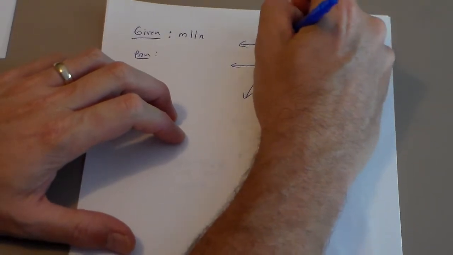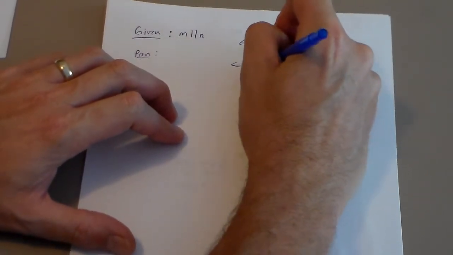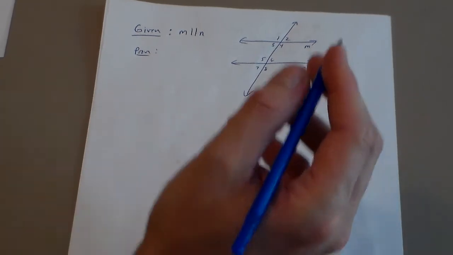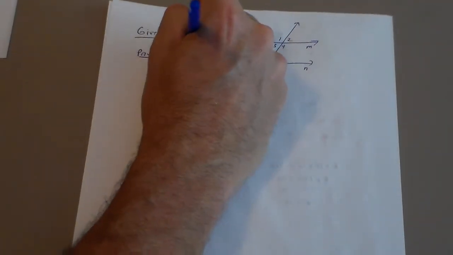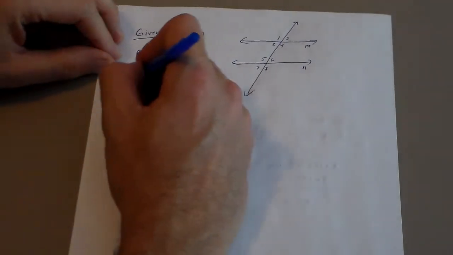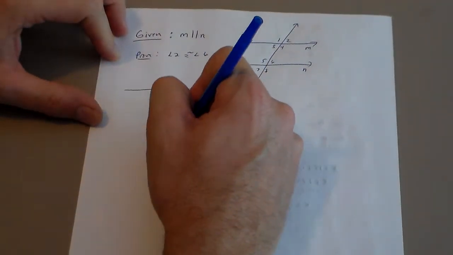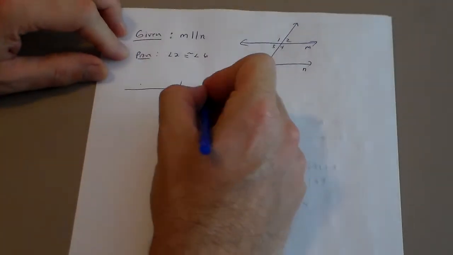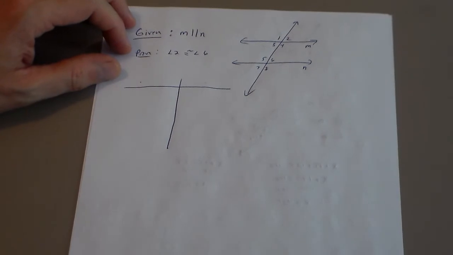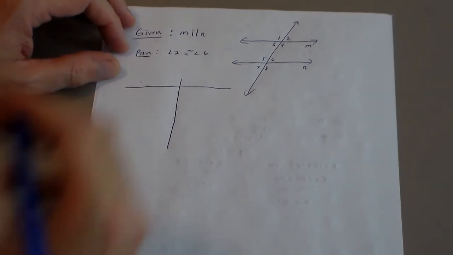I'm going to say 1, 2, 3, 4, 5, 6, 7, 8. So they call this line M and this line N. So they said M is parallel to N. And let's say they wanted to prove that angle 2 is congruent to angle 6. So when we do proofs, we're going to do 2 column proofs. Kind of like we did in chapter 2, section 4, where we put our statements here and our reasons here.